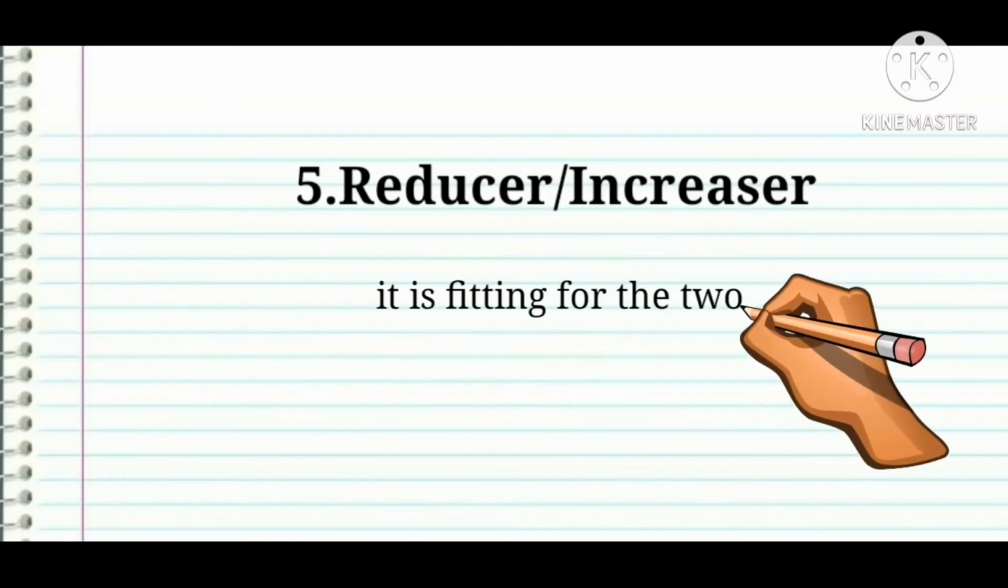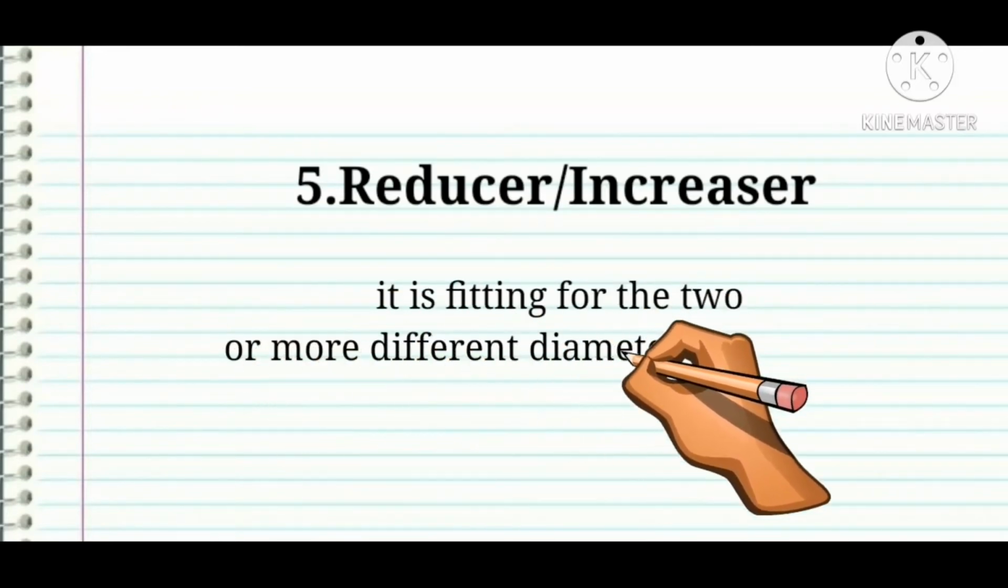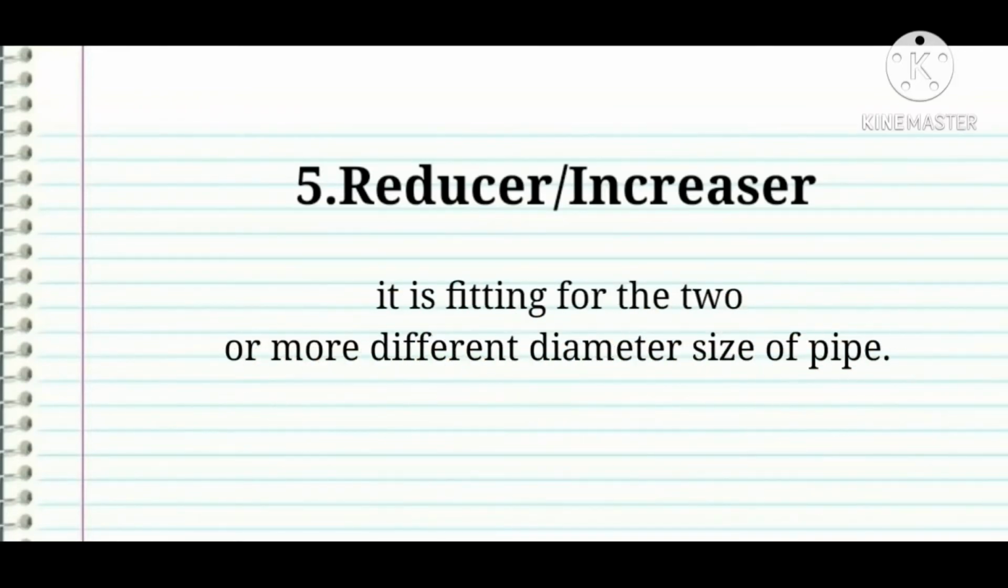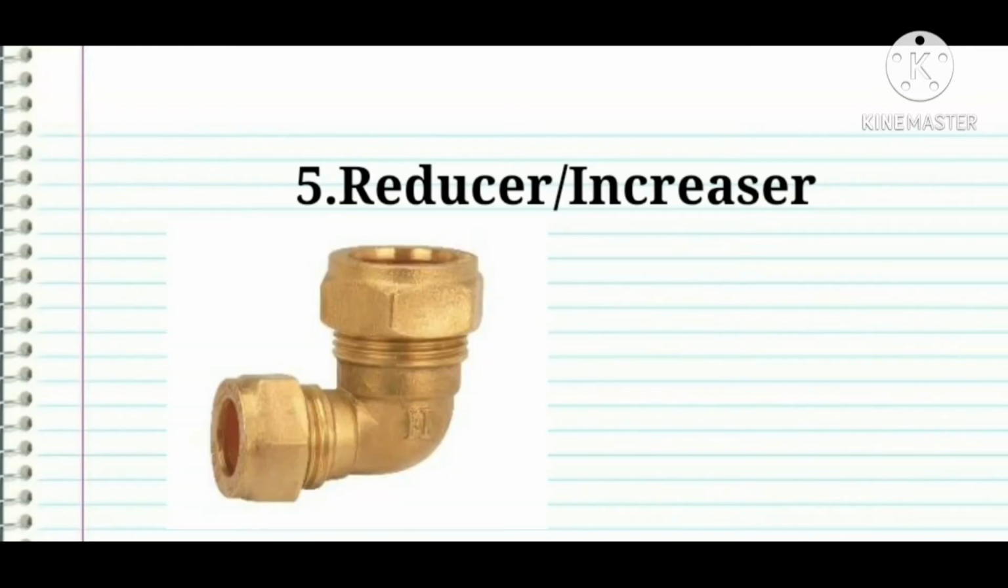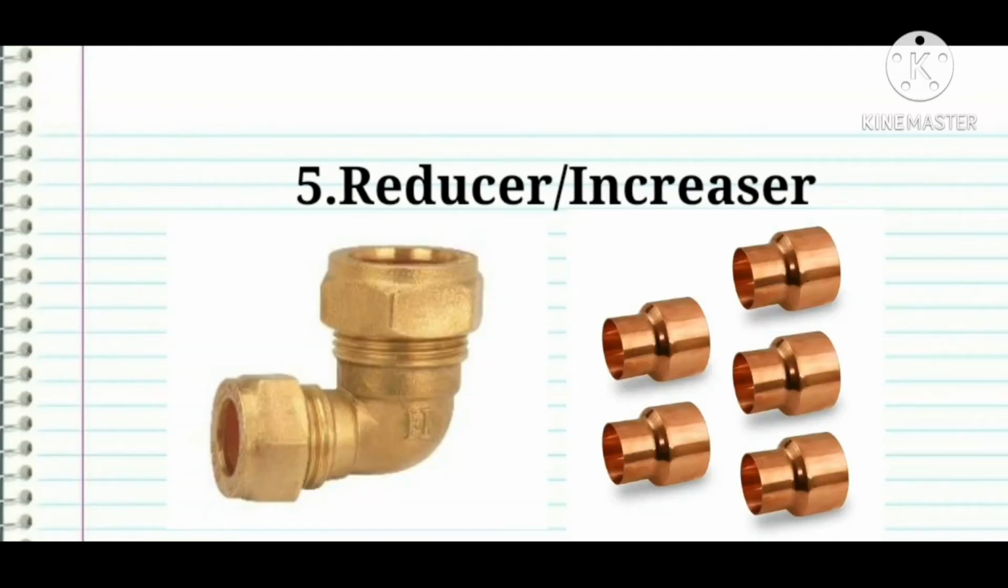It is a fitting for two or more different diameter sizes of pipe. Meron tayong tinatawag na coupling reducer, T-reducer, elbow reducer. So, makikita natin na may maliit at malaking butas sa magkabilang side upang maikabit ang iba't ibang size ng tubo.